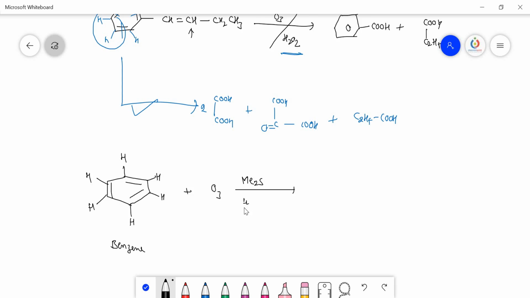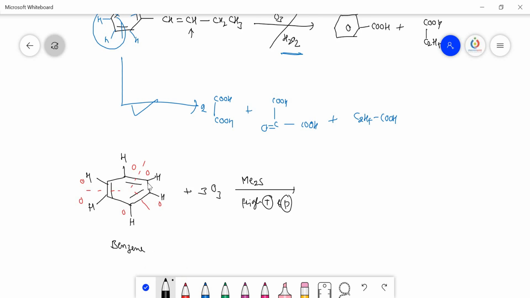So high temperature and pressure conditions. How many ozones do you need? For every double bond, you need one ozone. So here how many double bonds are there? 1, 2, 3. So 3 ozones you use. And how to break the bond? Since it's reductive ozonolysis, break this bond, put oxygen here, here. Break this bond, put oxygen here, here. Break this bond, put oxygen here and here.